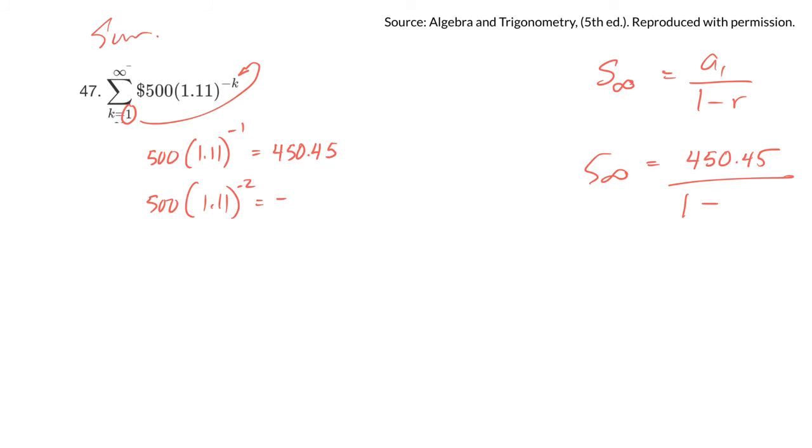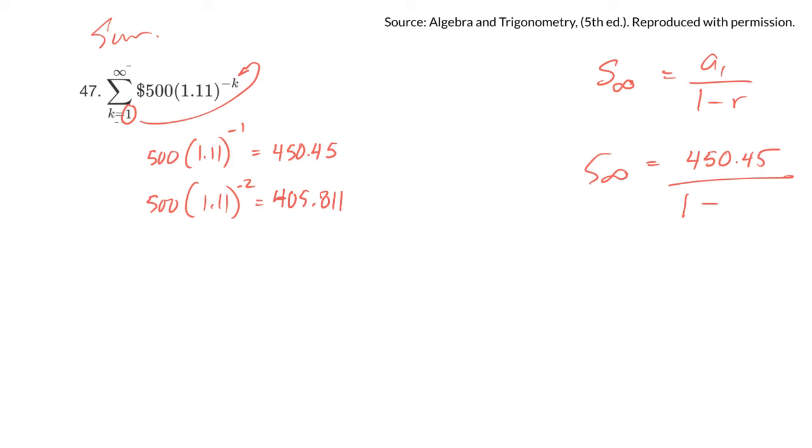That's negative. No, I didn't do 2 then. 500 times 1.11 to the negative 2. That looks better. That would be 405.81. So that's the second term.